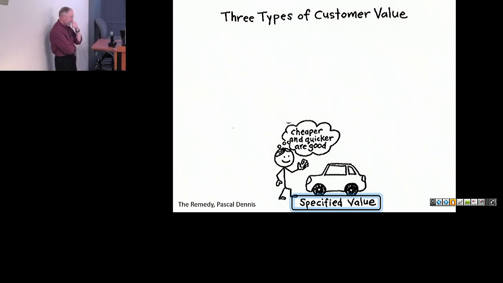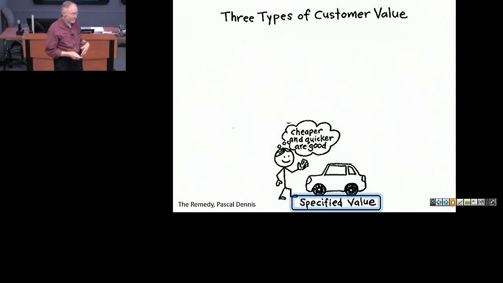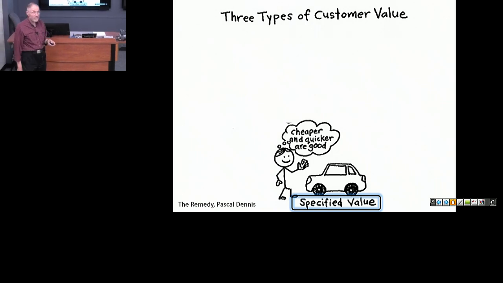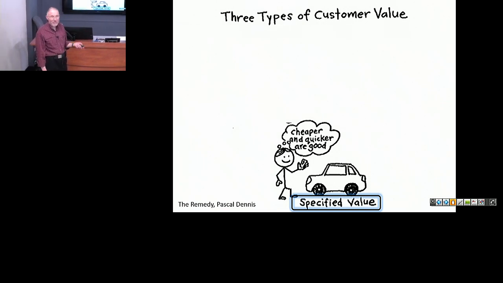Cheaper and quicker are good. These are things, if you go talk to people, they will actually mention. So what might be some examples of that for a car today? If you go look for a new car, what might you say you're looking for in this car? Backup camera, that's a good one. Greater mileage, right. Four-wheel drive. Horsepower, yeah.